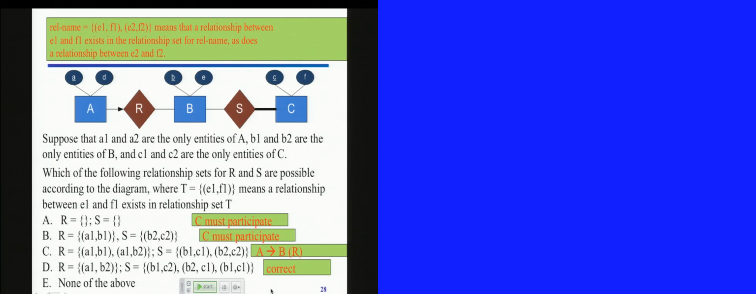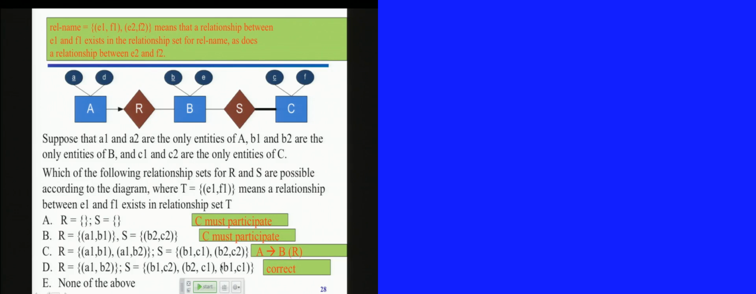Okay, so most of you got this one right. A and B are not correct because C must participate. So C needs to participate, and C has both values C1 and C2. So you need to have both C1 and C2 in S. You don't have them here. A determines B, so here you can't have A1 and B1. A1 having association with both B1 and B2.